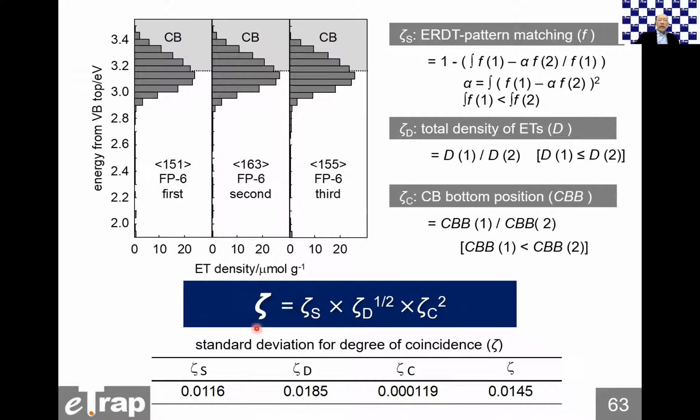And actually, for those 3 samples, the 3 pairs of samples give this degree of coincidence of about 0.9. And as you know, the sampling is made from almost the same position in the same bottle. Therefore, the degree of coincidence of about 0.9 means it is possible to say those samples are the same.